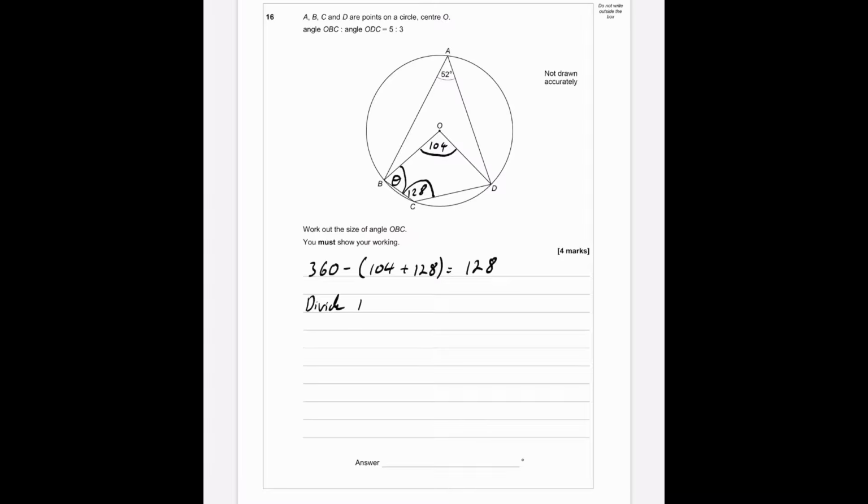And so I'm going to divide 128 in the ratio 5 to 3, so that's 8 parts in total. We divide 128 by 8 to get the size of 1 part, which is 16. OBC is worth 5 parts, therefore it's going to be 5 lots of 16, which is 80. OBC is 80 degrees.